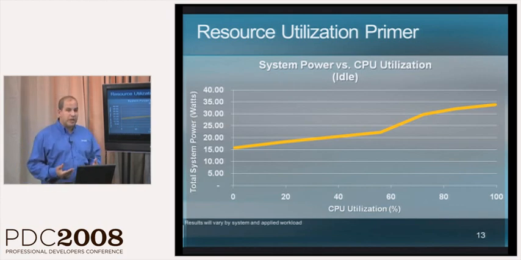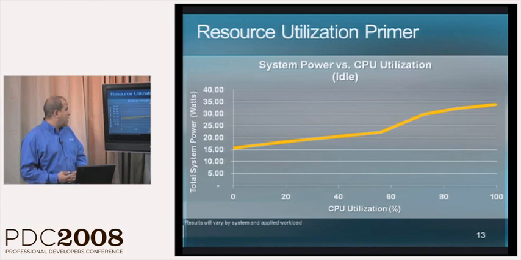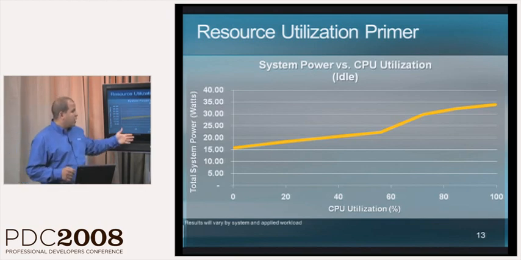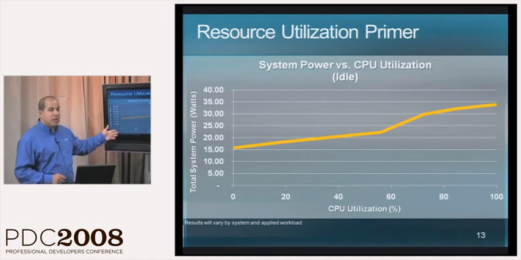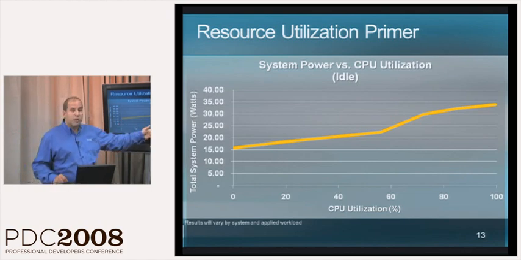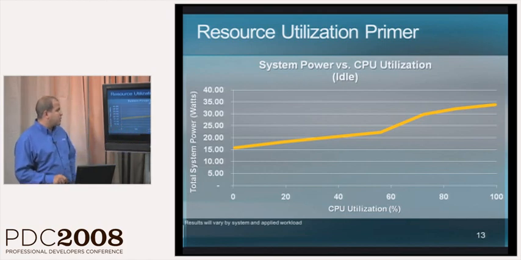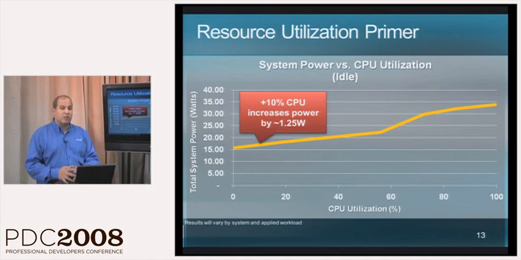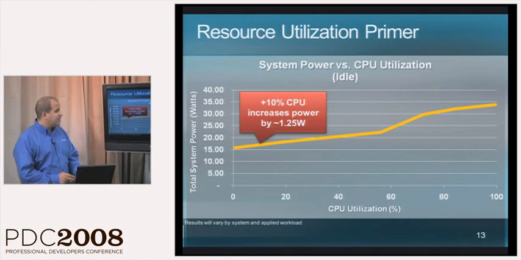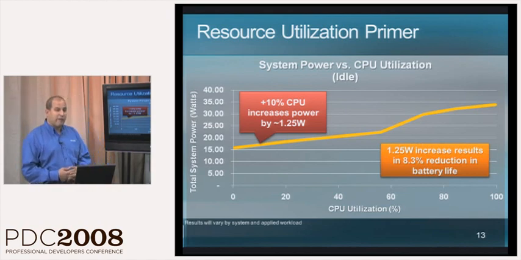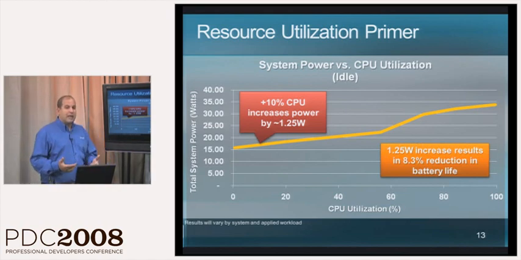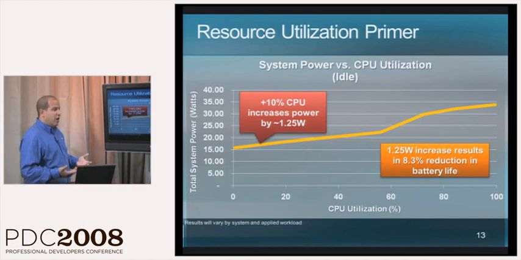This graph here shows an idle system, and it's an idle system running at about 15 watts when the system is idle. What we show here on the x-axis is what happens as CPU utilization increases. What happens to the power consumption on the system? A 10% increase in CPU increases the power consumption on that platform by 1.25 watts. That's pretty significant, but what does that translate to in terms of battery life? That's about an 8.3% reduction in battery life, a fairly significant impact to the end customer's experience.